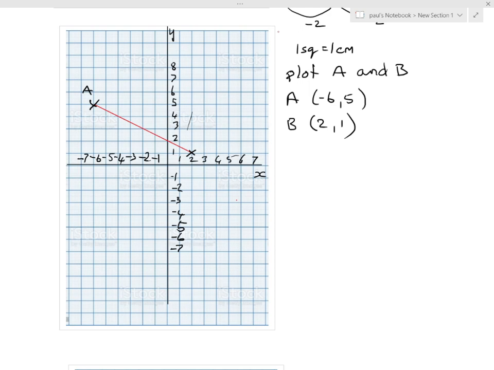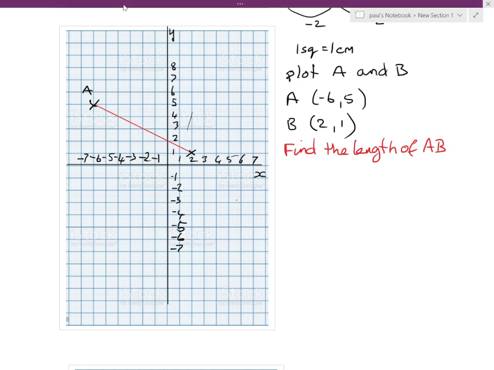Now, we need to find the length of AB. You can't go counting squares on a diagonal line because it's too complicated. We're going to use Pythagoras. So we're going to make a right-angled triangle with this. I'm going to come from there to that point, and then from the top down to the bottom to that point.